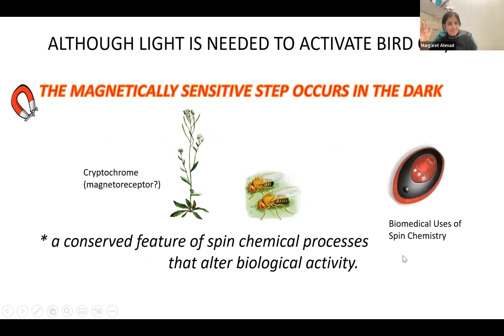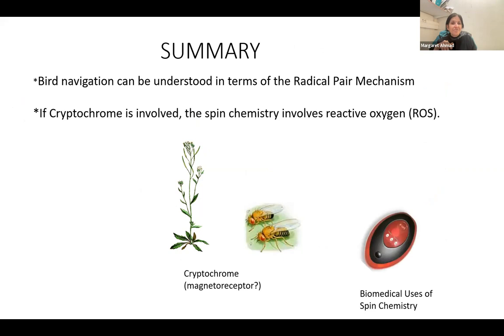Next point. Although light is needed to activate bird cry, the magnetically sensitive step occurs in the dark and furthermore seems to be a conserved feature of spin chemical processes that alter biological activity. Next slide. So bird navigation can be understood in terms of the radical pair mechanism. I still say there's no proof that cryptochrome is involved, but if it is involved, the spin chemistry involves reactive oxygen and not the triad flavin radical pair mechanism.